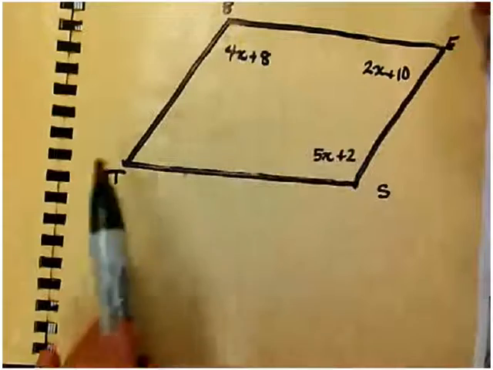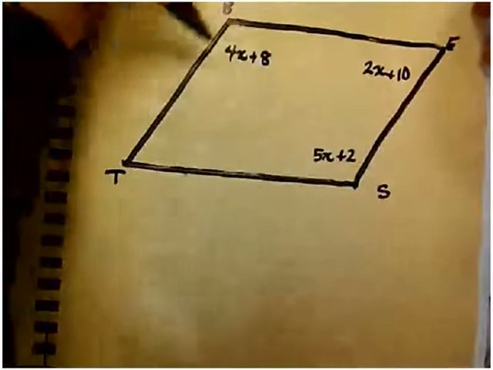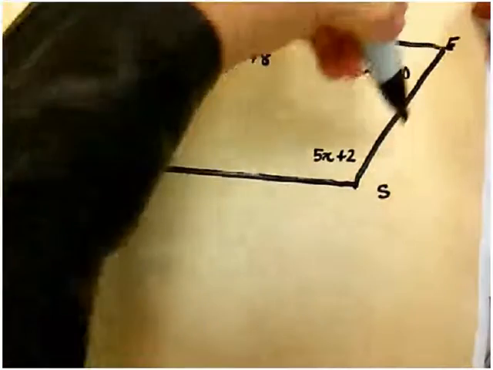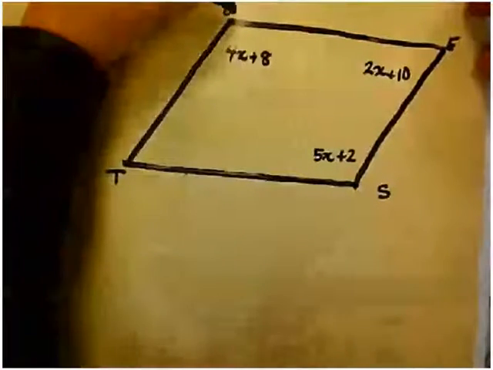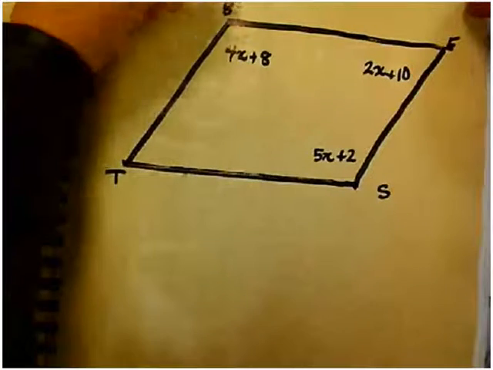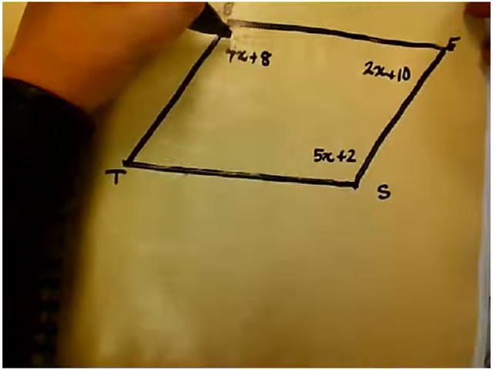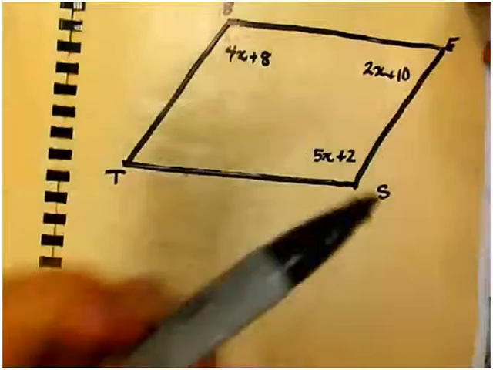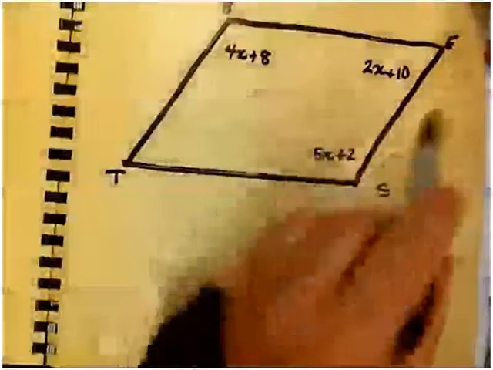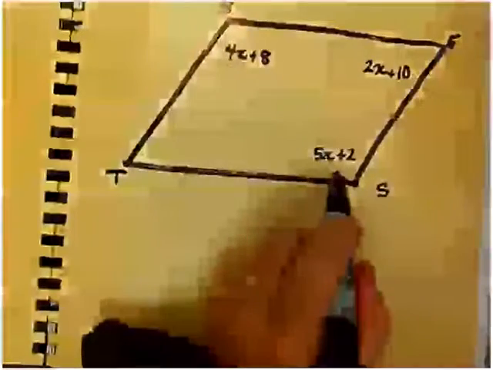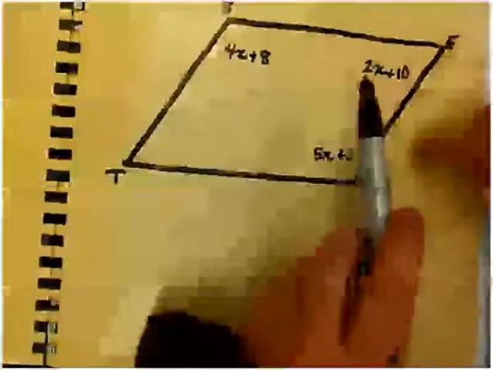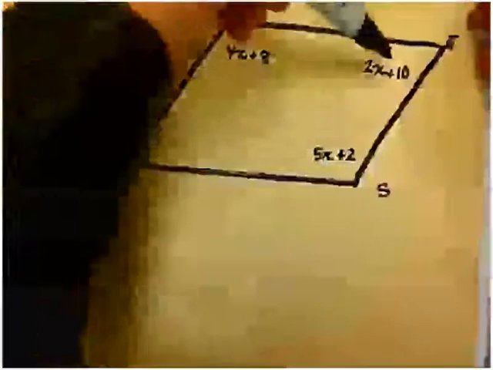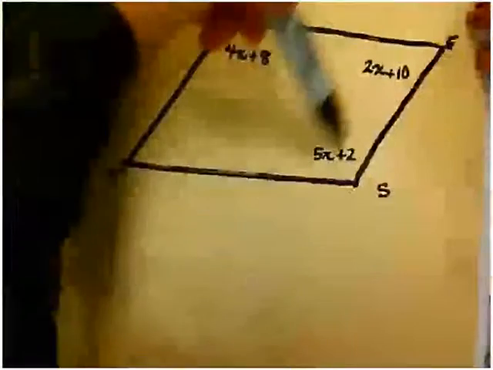Well, if BE is parallel to TS, we have two transversals. We have BT on the side and we have ES on the side. If we imagine BT is a transversal, then 4x is an interior angle. And if we imagine SE as a transversal, 5x is an interior angle. Also, 2x plus 10 is an interior angle of SE. They're on the same side of the transversal, so we have consecutive angles going on here.